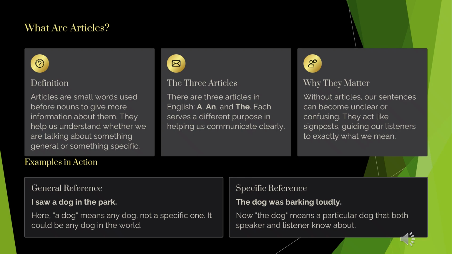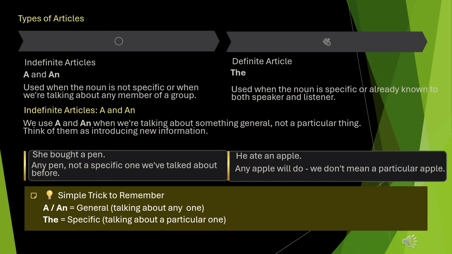Specific reference. The dog was barking loudly. Now, the dog means a particular dog that both the speaker and listener know about. Types of articles. Indefinite articles a and an are used when the noun is not specific or when we are talking about any member of a group.